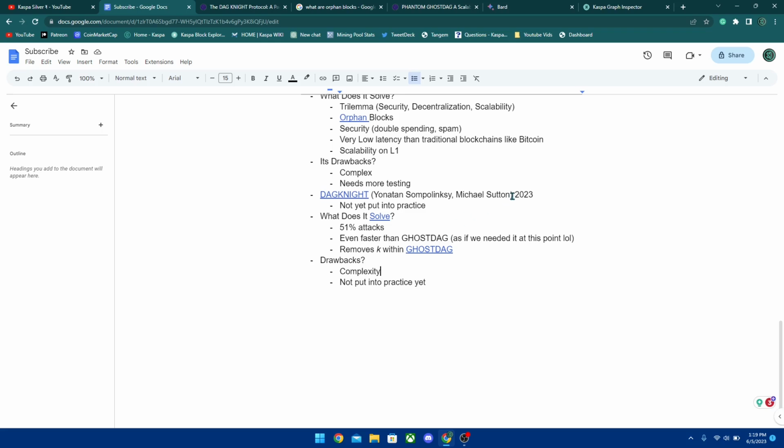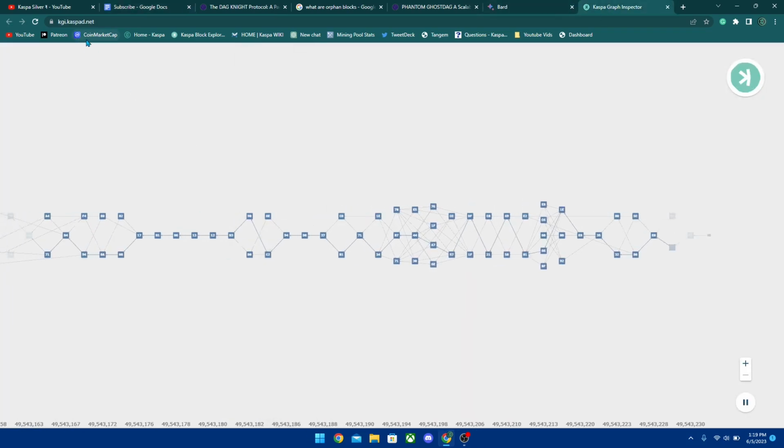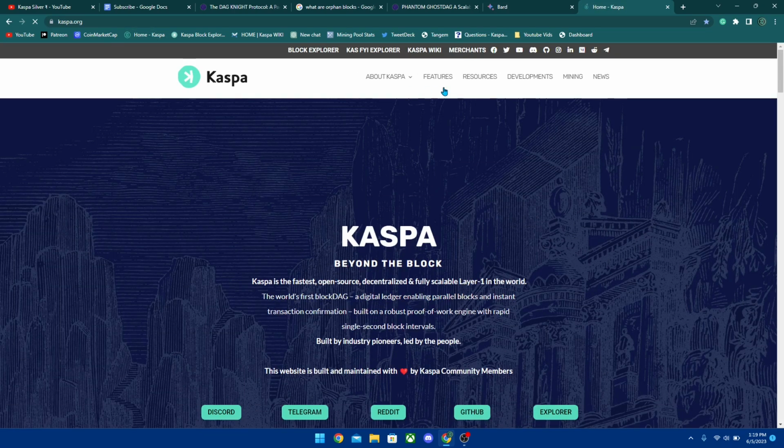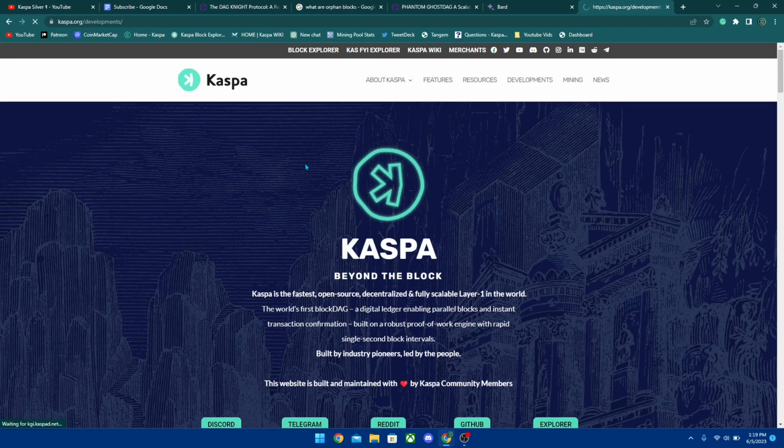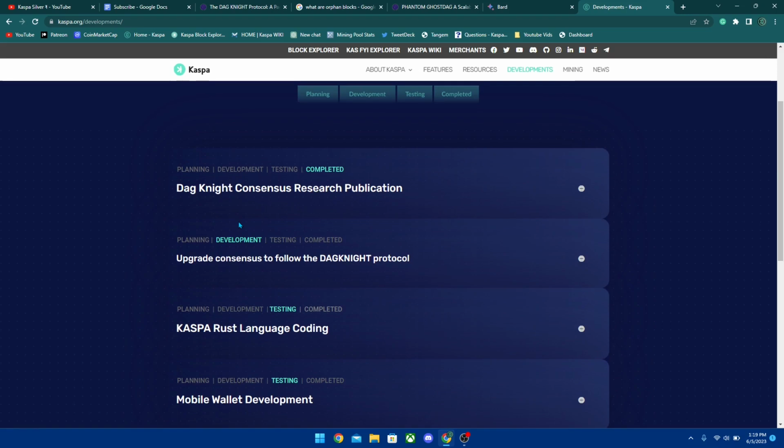It did come out in 2023 this year, so it's currently being worked on by Michael and Jonathan, and that right now is going to be coming later down the road. We could take a look over here at the Kaspa homepage and see the developments to actually see where we're at when it comes to these different things. So the GHOSTDAG protocol is done.